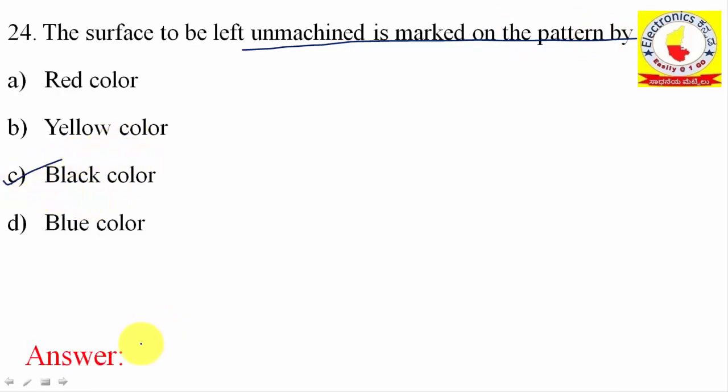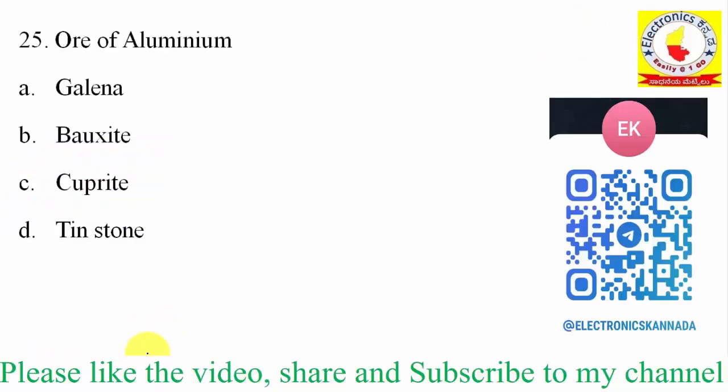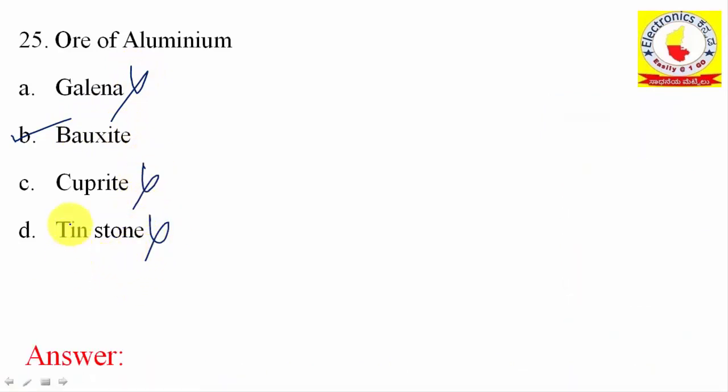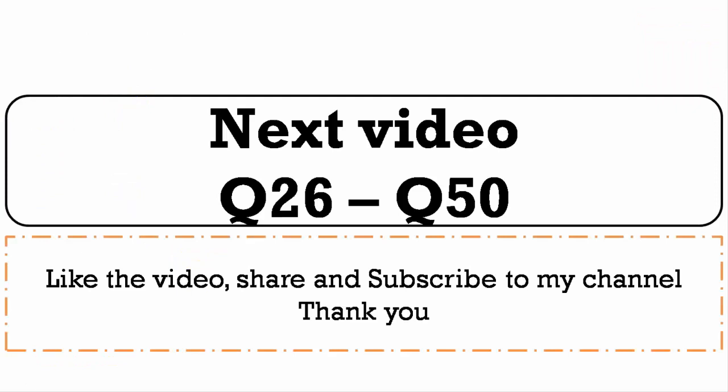Option C. Ore of aluminum is what? Bauxite. It is not galena, it is not cuprite, it is not tinstone. So the ore of aluminum is bauxite. That is option B. So friends, in this video I have solved question number 1 to question number 25.